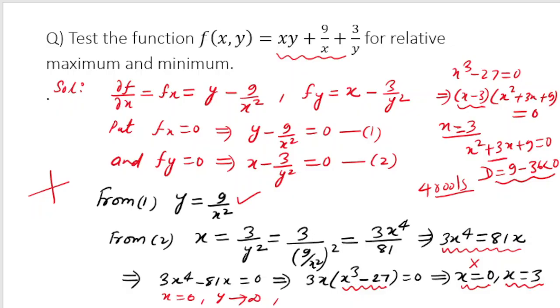So the next thing I can take is x is equal to 3. If I take x is equal to 3, y is equal to 9 by x square, so 9 by 3 square is equal to 1. So we have got the critical point 3 comma 1. We have just got one point, that is 3 comma 1. So this is the first part of the problem, that we have got the critical point, that is 3 comma 1, right? So step 1 is over.